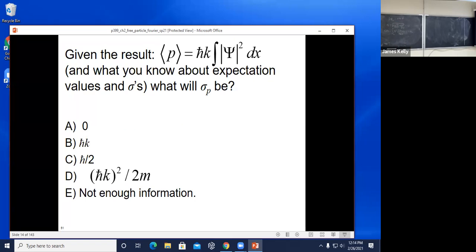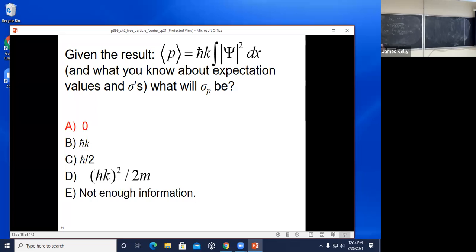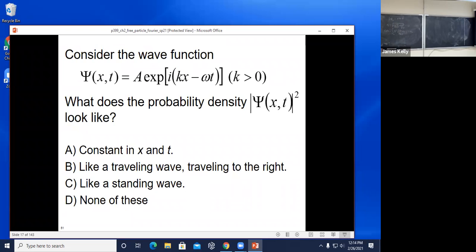Oh, this was a voting question, but in any case, the answer is 0. Okay. Therefore, when we write psi k in that combined form where k is going between minus infinity and infinity, psi k is a state of definite momentum. And for every k, it's also a state of definite energy. So we've got 2 definite states at once. Okay.